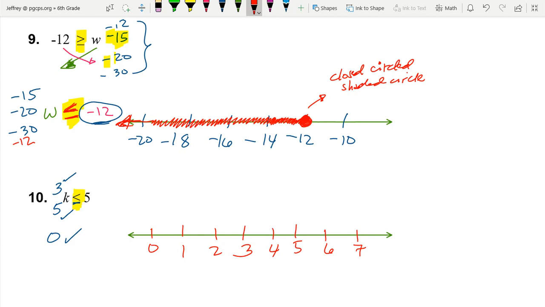Now, is 5 part of your solution? Yes, because it says less than or equal to 5. So I'm going to mark 5 with a closed circle or shaded circle, and it points to the left. That means all our answers to the left side of your point should be the possible solution. So I'm going to shade all these parts of the number line because these are our possible solutions for K. Because it's an inequality, there are a lot of possible solutions for the variable K. Okay, so hopefully this helps.